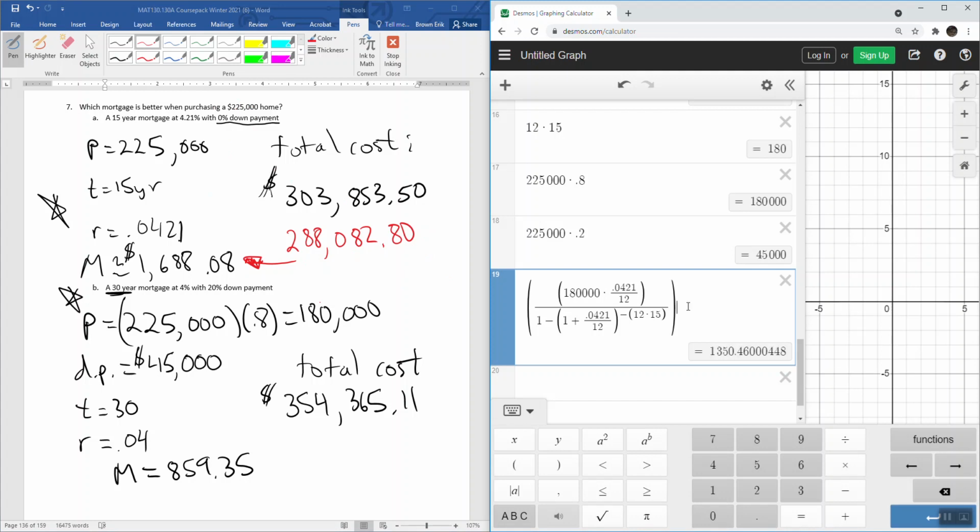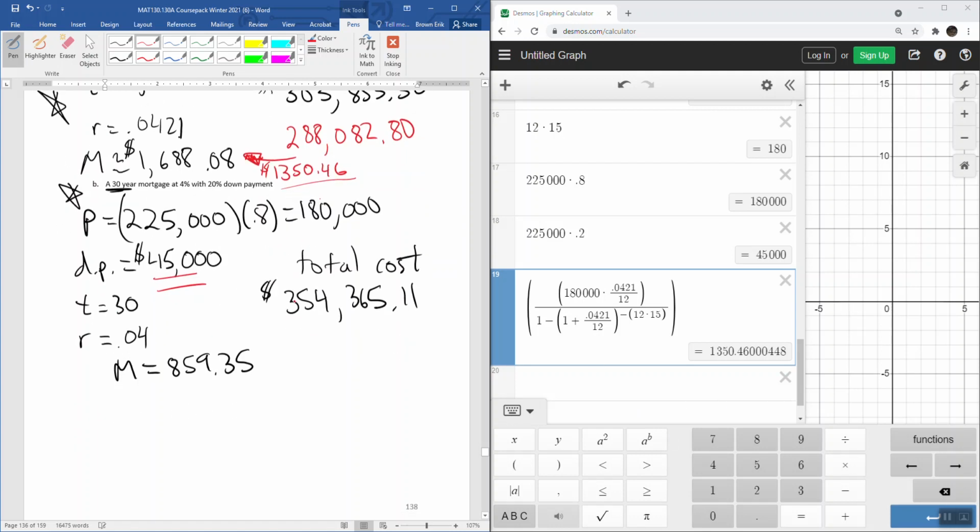And then check out what your monthly payment is. It's $1,350.46. So if you could afford the 45,000 and your monthly budget can handle a 1,350, that's by far the best option. All right, y'all, that's it for this.